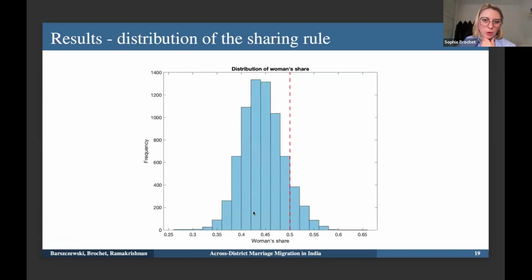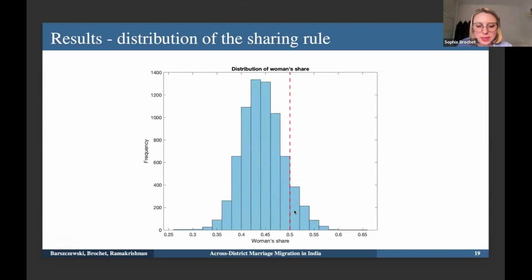Now, here, this is how the sharing goal that we estimate is distributed. So this is our phi. And as you can see, it tends to be, in general, a bit under 50%. This number means that women would get less than 50% of the household resources.